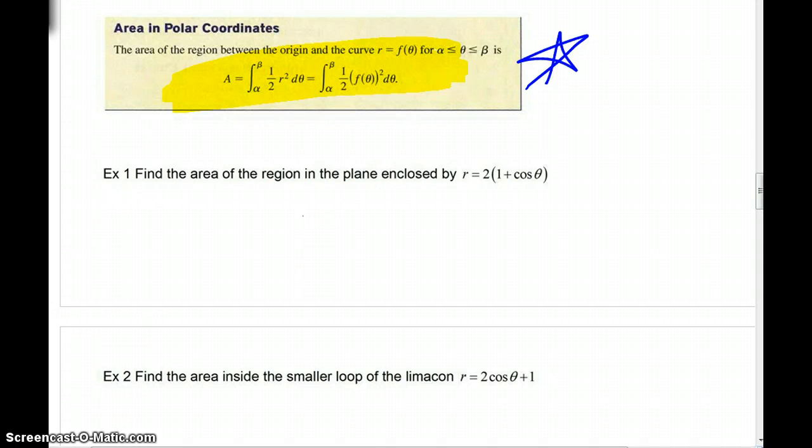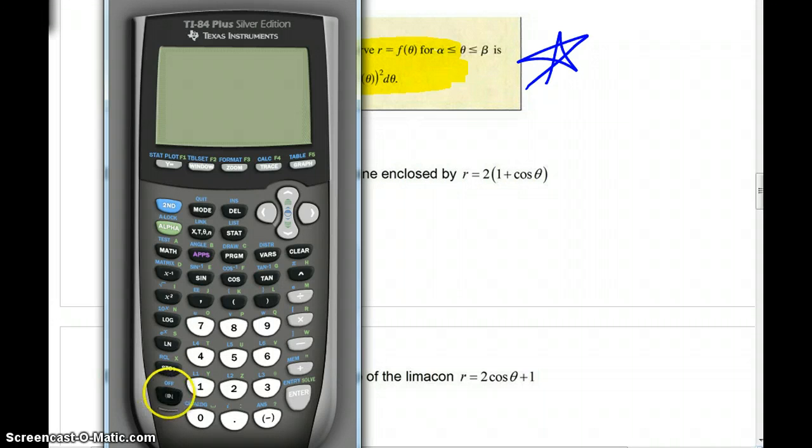But what I'm going to do right now is actually get some help from the calculator, just trying to speed through this. Go to y equals, let's clear this out, and type in very quickly 2 times 1 plus the cosine of theta. And by the way, use this type of thinking. Cosine could get as large as 1. 1 plus 1 is 2, and 2 times 2 is 4. So the largest our r could be would be a 4.